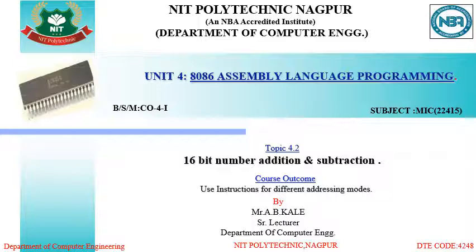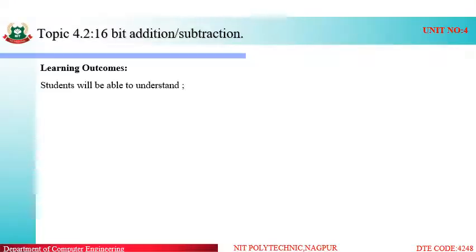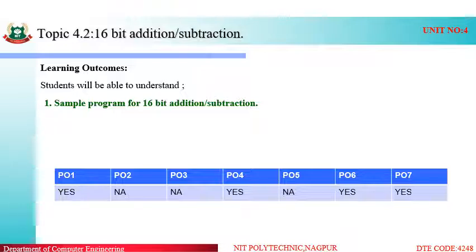Course outcome of this unit is to use instructions for different addressing modes. So the learning outcome of this video is to study how to write a sample program for 16-bit addition and subtraction. We have seen the addition and subtraction of two 8-bit numbers, so the same logic is applied here. POs mapped to this video are PO1, PO4, PO6 and PO7.